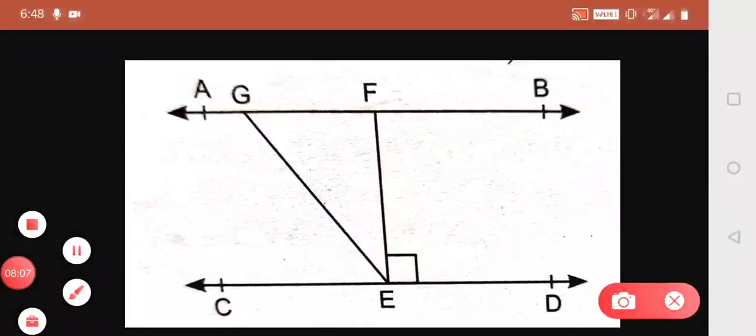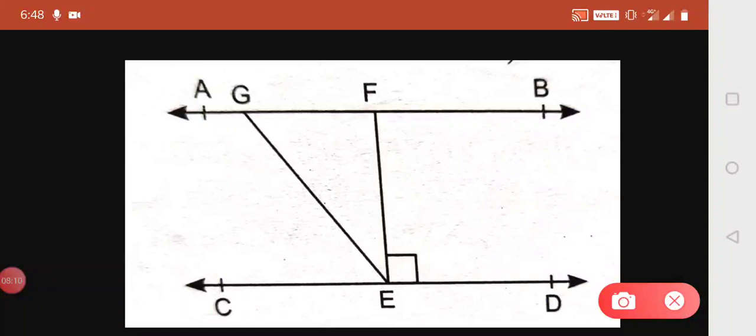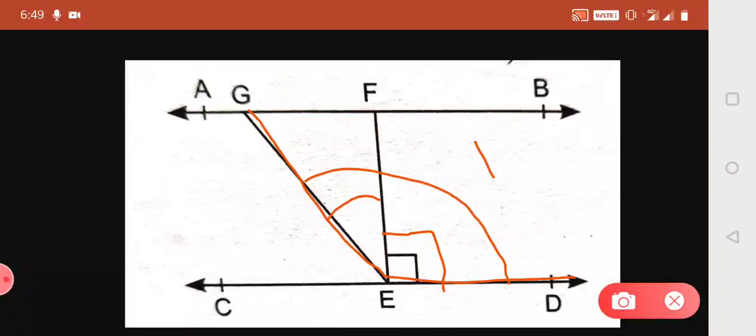As it is seen in the figure, angle GED is made up of two angles, that is angle GEF and another angle FED, and this whole angle is equal to 126 degrees. Now already we know that this whole is 126 degrees and angle FED will be 90 degrees because EF is perpendicular to CD. So inserting the values, we will get the value of angle GEF.